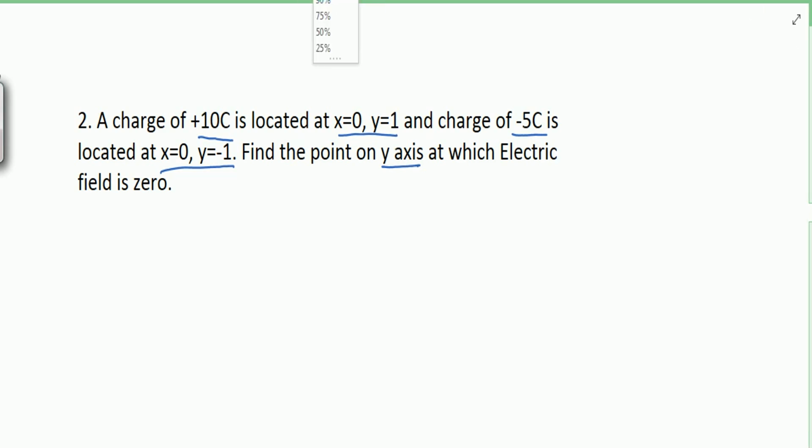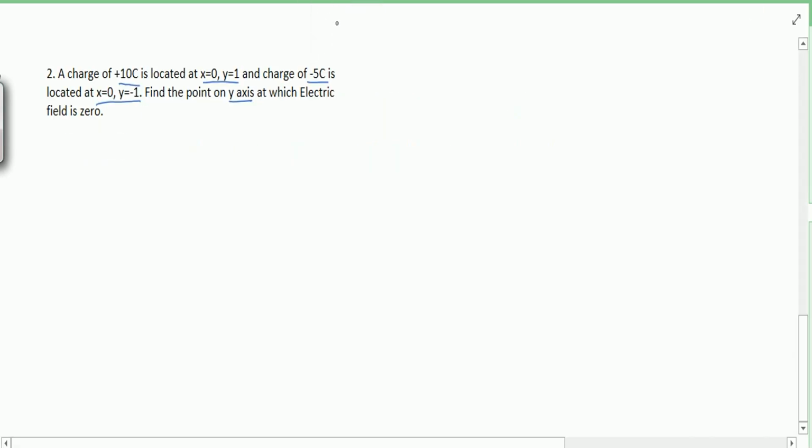So let us first place the charges in the coordinate system. Here only x and y coordinates are given, so no problem with z. We can simply take the x-axis here and the y-axis here, and there is not much requirement of the x-axis also.